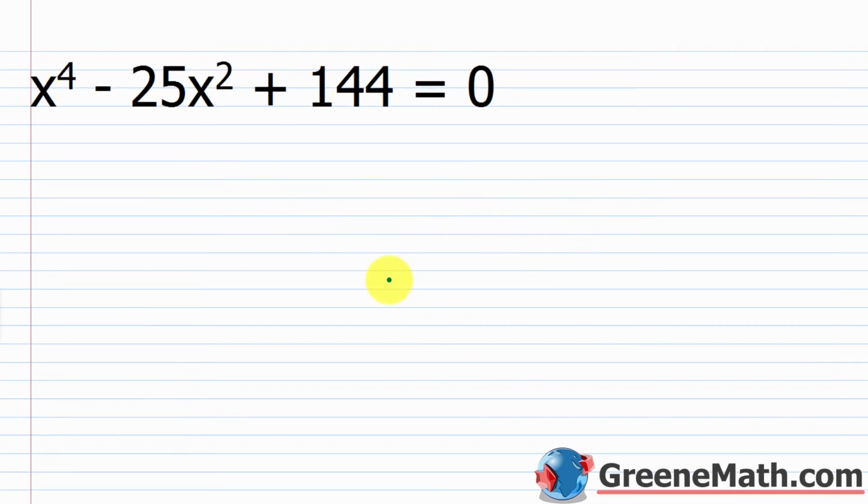So we're going to grab our variable that's raised to the smaller power, and we're going to set that equal to some other variable. It could be q, it could be z. A lot of people like to use u, okay? So I'm going to stick with that. I'm going to say, let's let our variable u be equal to x squared.